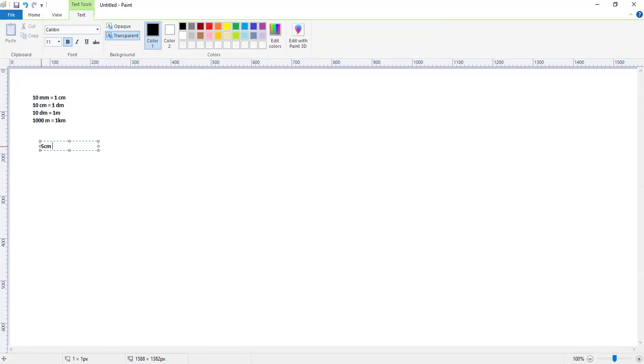How many millimeters? Oh, 50. Okay. So what did you do at that point? I times it by 10. Good. Now, what are the possibilities? You may wonder if you have to times it by 10 or divide it by 10.